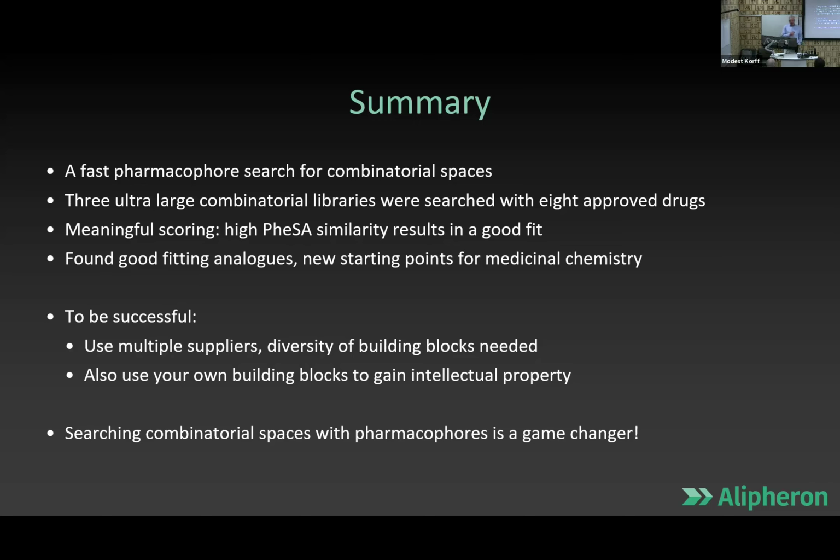Take home: to be successful, use multiple suppliers. It is always good to look not only into one supplier. You need quite a diversity of building blocks for your targets. And of course, it is also important that you use your own in-house building blocks to gain intellectual property. We can help you to create combinatorial libraries with your own reactions and molecules. And I think what I showed you is that searching combinatorial spaces with pharmacophores is really a game changer in the future.